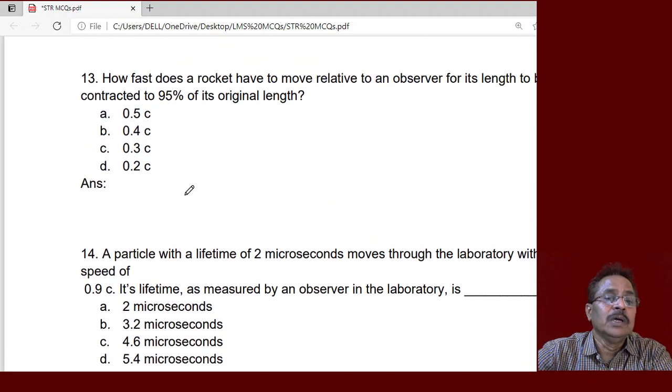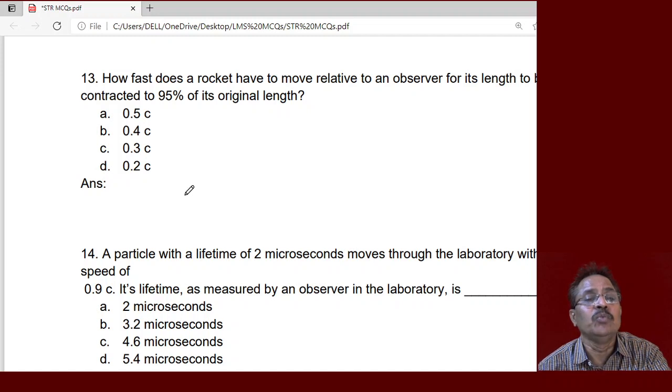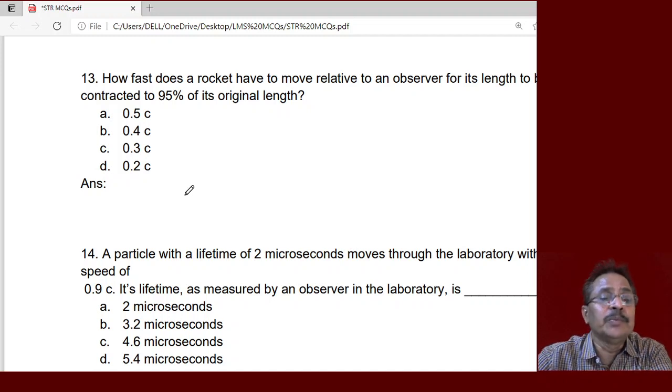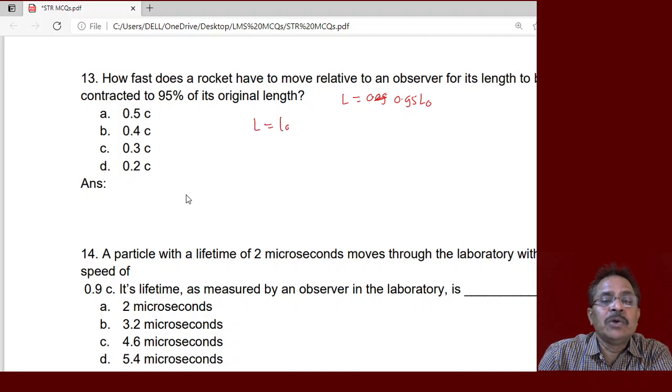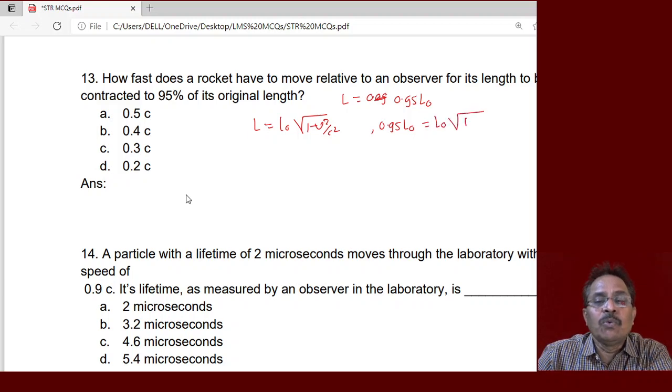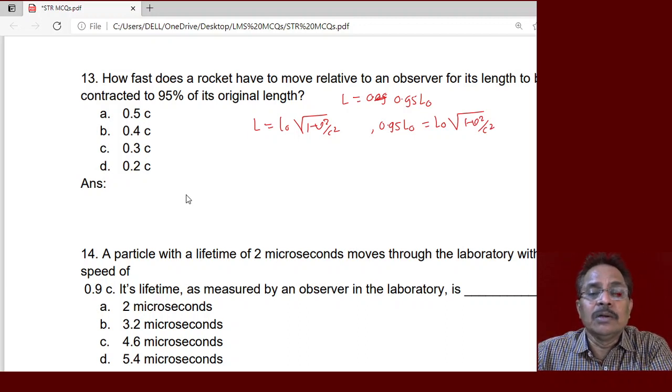Now 13: how fast does a rocket have to move relative to an observer for its length to be contracted to 95% of its original length? That is what we have to get. L is equal to 0.95 times L0. So I have this formula, L is equal to L0 times root of 1 minus V square upon C square. So write the numbers there. Therefore it is 0.95 times L0 is equal to L0 times root of 1 minus V square upon C square. I have to calculate the relative speed of that particular rocket. So this L0 gets cancelled.